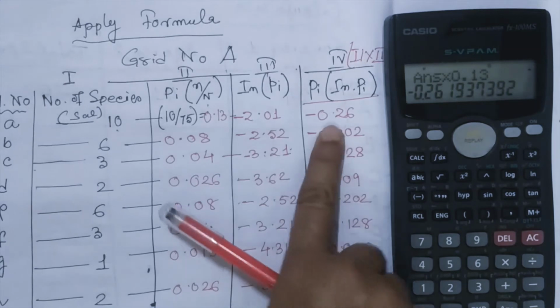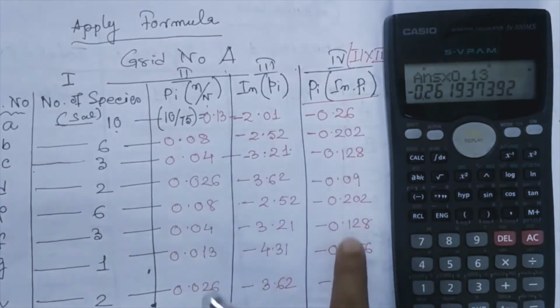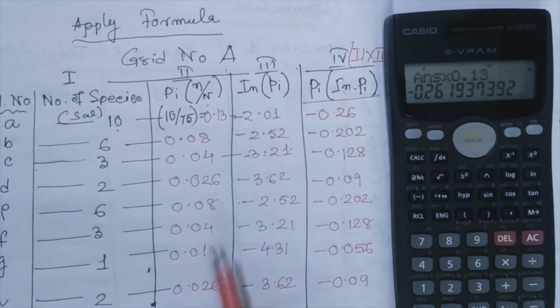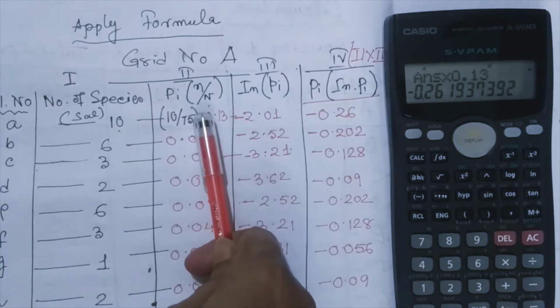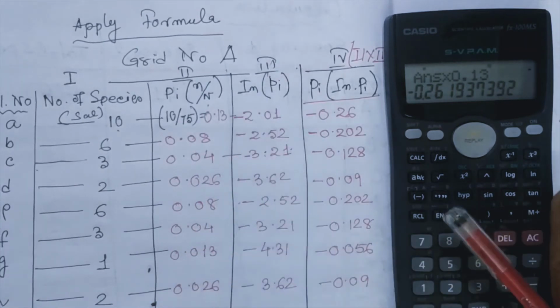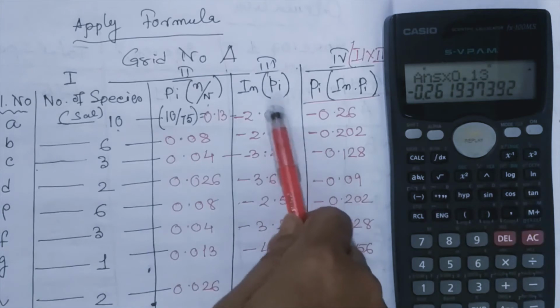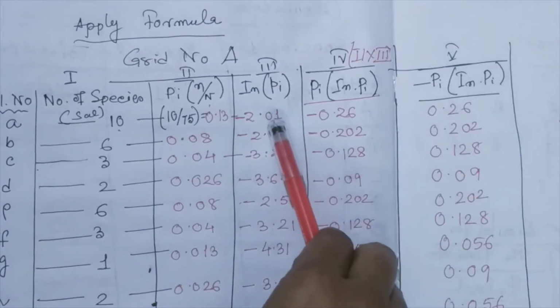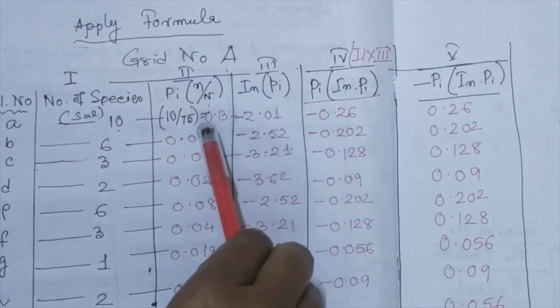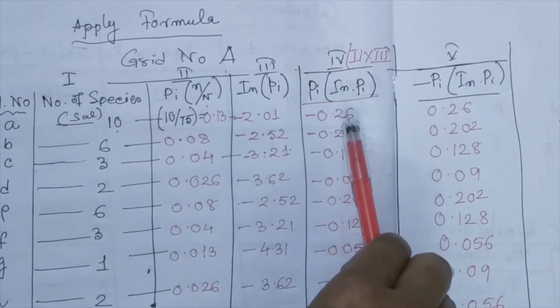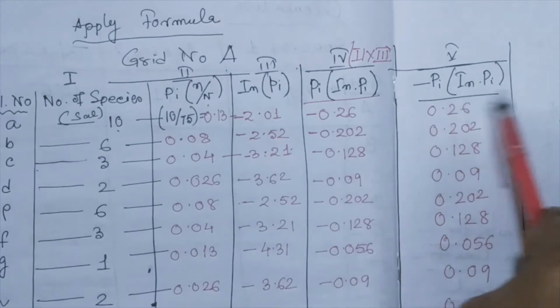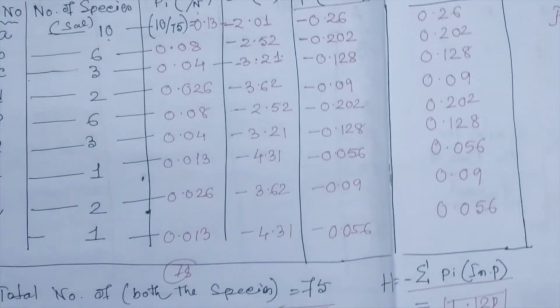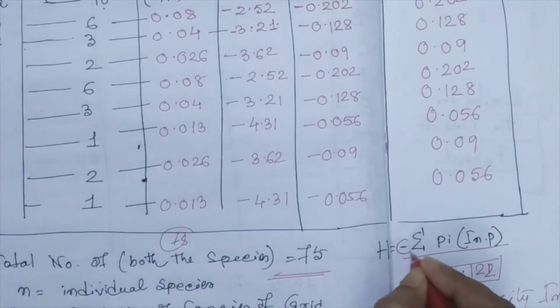The answer will be minus 0.26, and you will go through this process. First, n divided by capital N, then press enter and the value of p1, then this value will be multiplied with that value and this will come. Then just put a negative sign, because in the formula of the Shannon index there is a negative value.